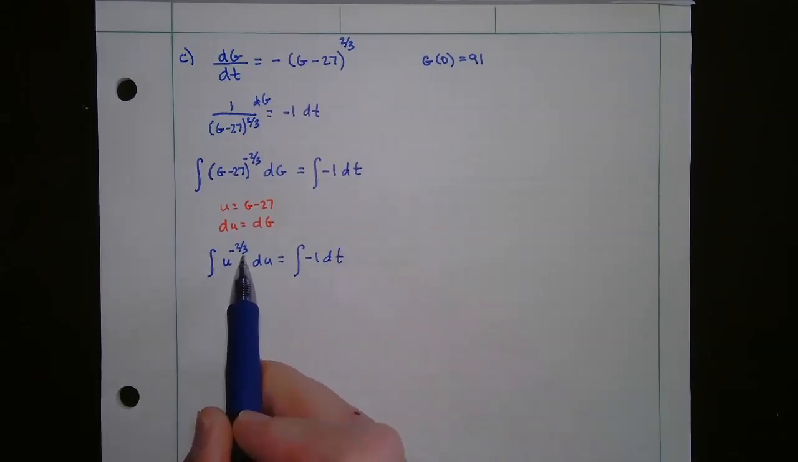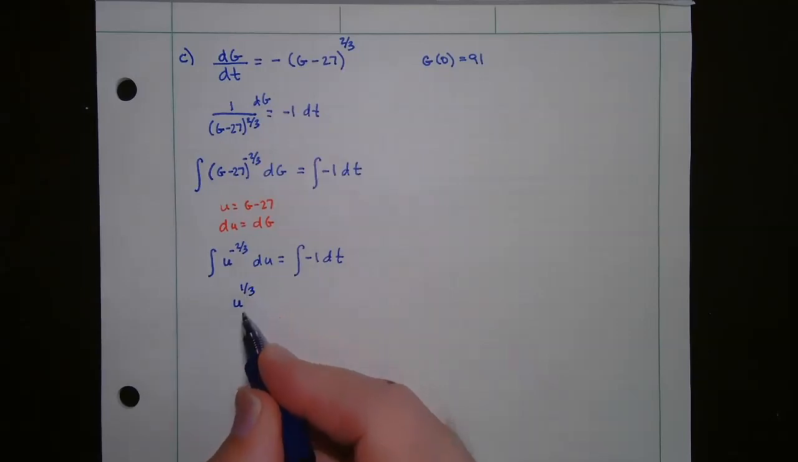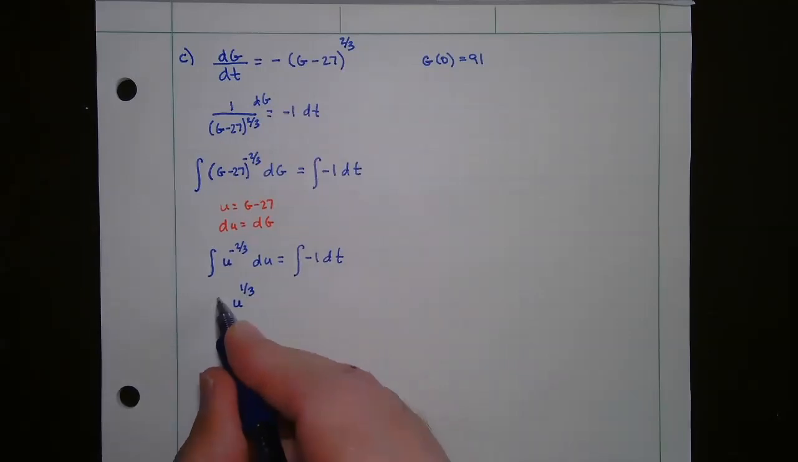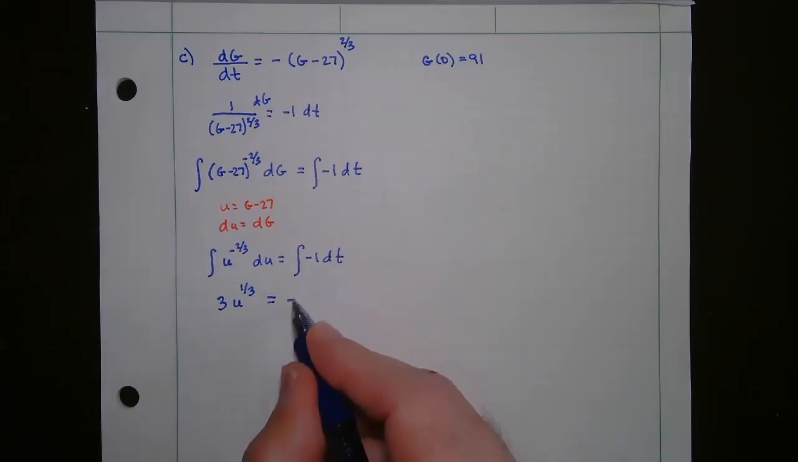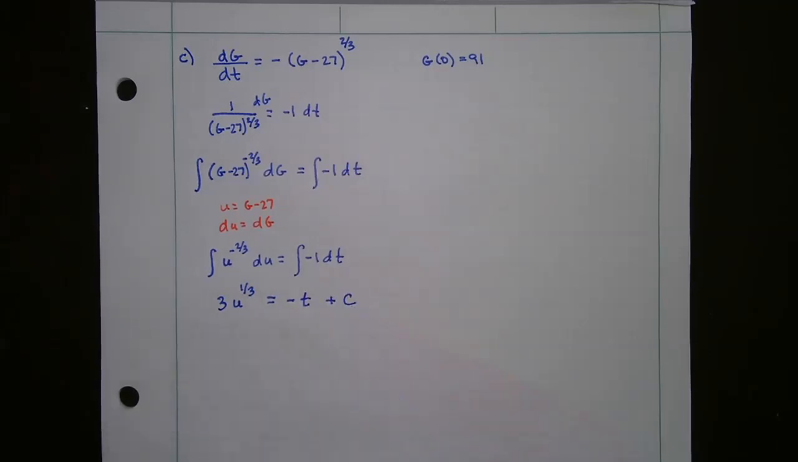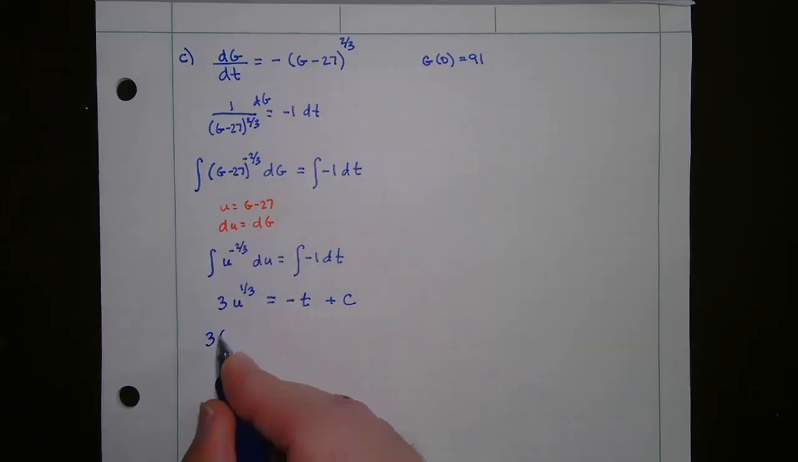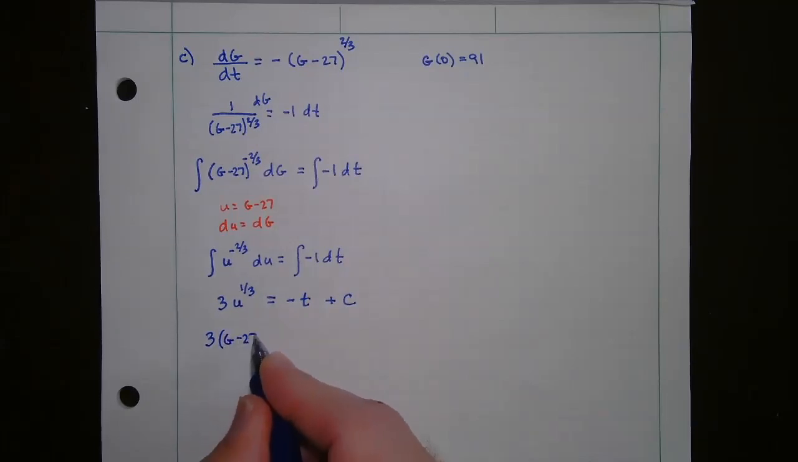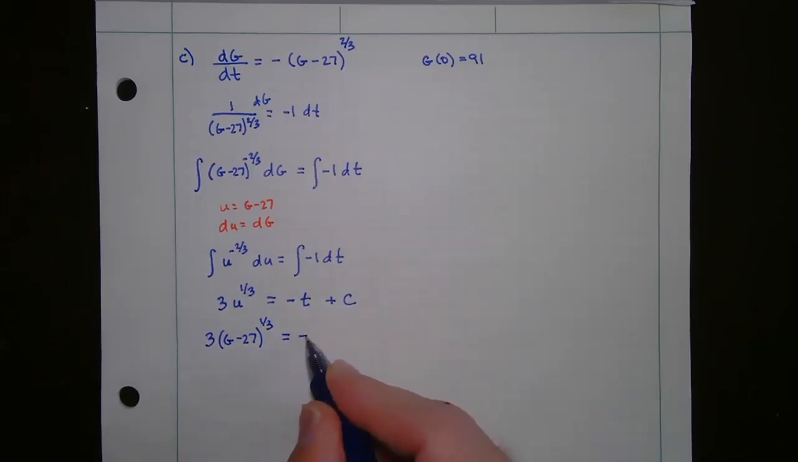So we're going to add 1 to this and divide by that new power, right? So we're going to add 3/3 to this. That would make u to the 1/3 divided by 1/3, but a better way is to multiply by 3, okay? And then that's equal to -1t, or negative t, plus c, okay? Now this u gets switched back, right, to g minus 27. So this is 3 times g minus 27 to the 1/3 power is equal to negative t plus c, okay?